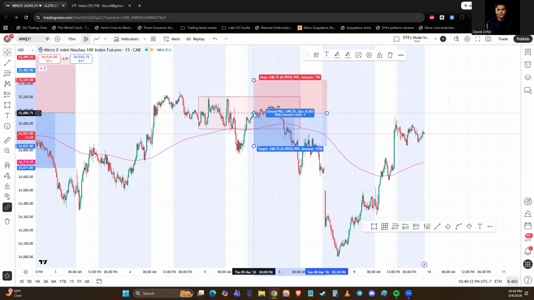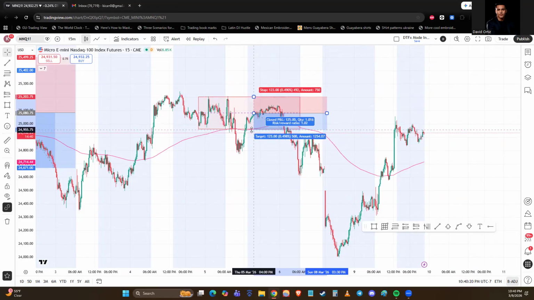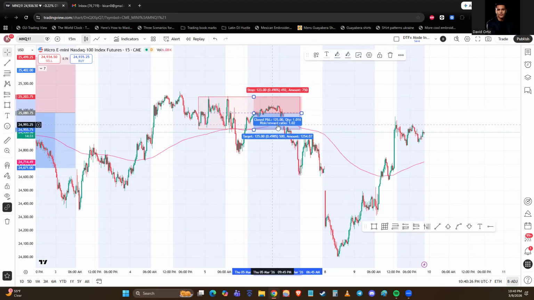Here's a 50 tap entry, and then your stop is the top of the box, and the bottom is the target. So it's a 1-to-1 risk ratio.